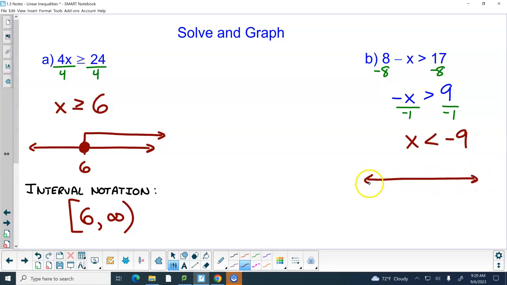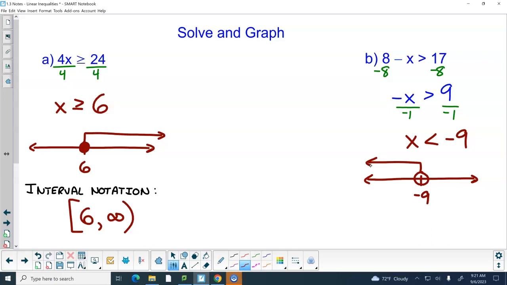Open or closed dot at negative 9? Open dot, because it's not an equals part. Left, you say? Because we want smaller numbers? Yeah, exactly. Going to the left, because we divided by a negative number. Remember alarm bells going off?